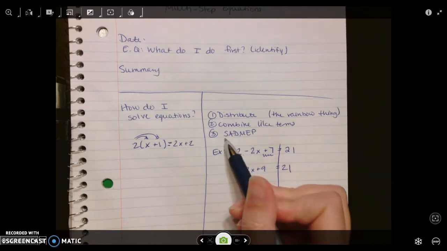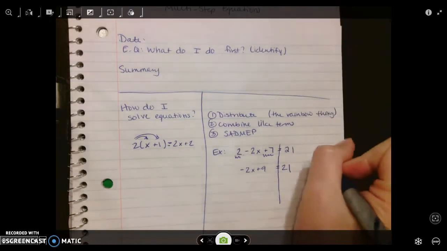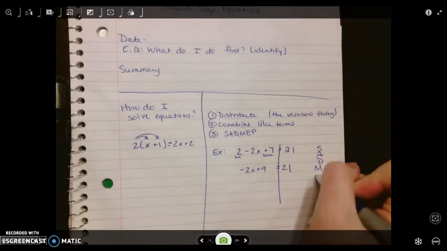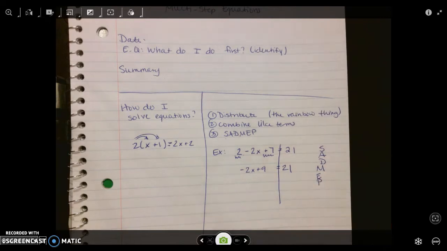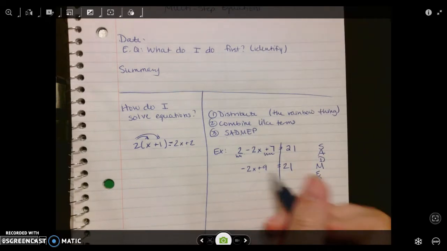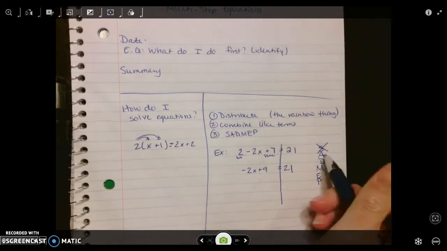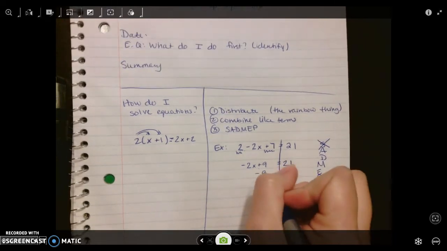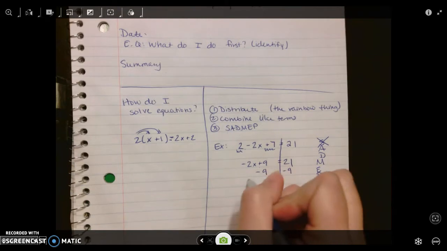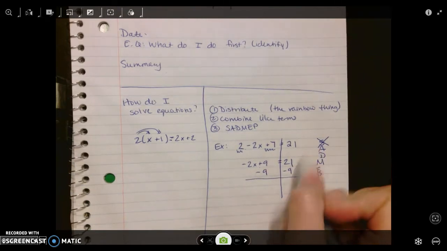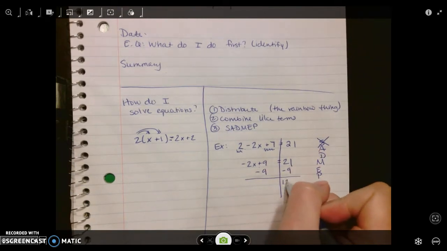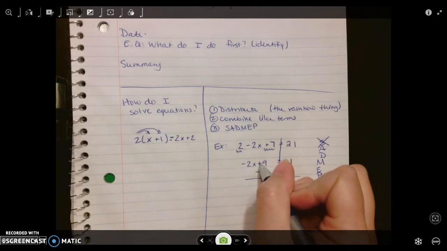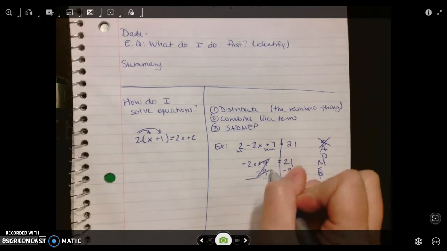And then I start doing SADMAP. So I might write that off to the side, just kind of as a review. Do I see any subtraction here? Nope. I see addition. Remember, I need to do the inverse operation of that, which is the opposite. 21 minus 9 is going to get me 12. Remember, when I do something, then I do its inverse, it kind of zeroes out.